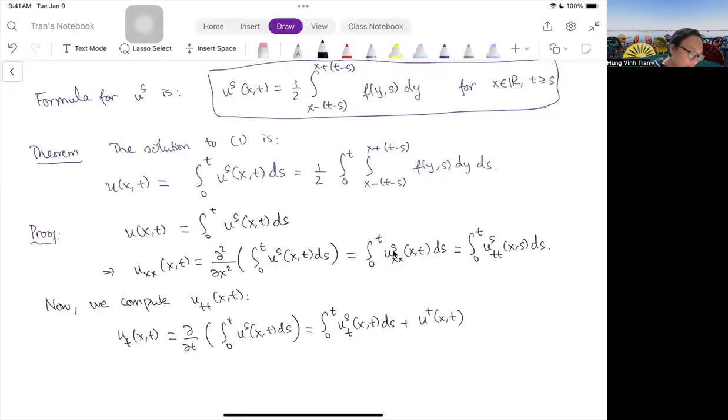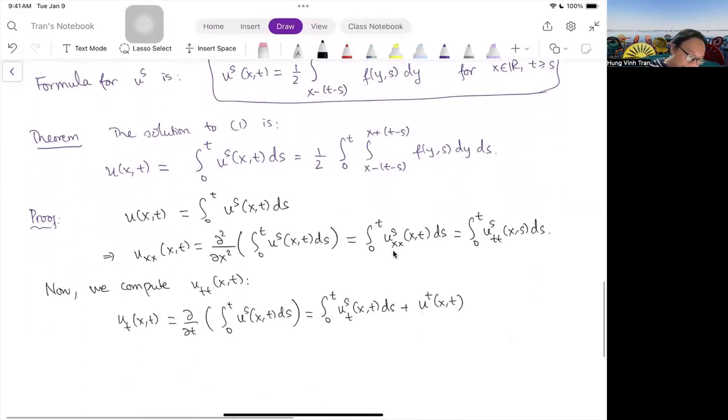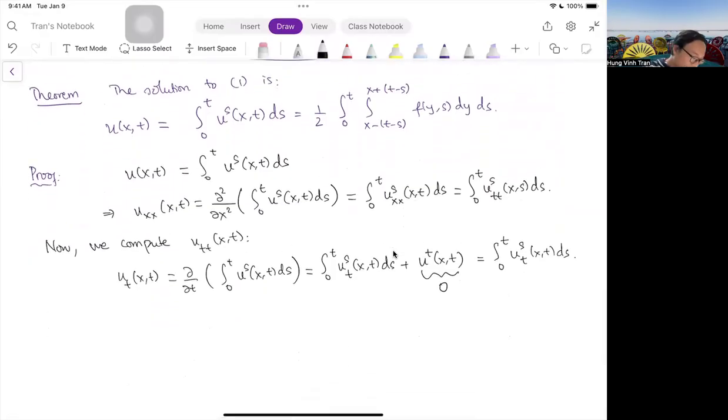Now, if you look back at the formula, you have u^s(x,s) equal to 0. So that means u^t(x,t) is given to be 0. So that's 0. Now I have u_t(x,t) is still just the integral from 0 to t of u^s_t(x,t) ds. Okay, let's compute it once more.